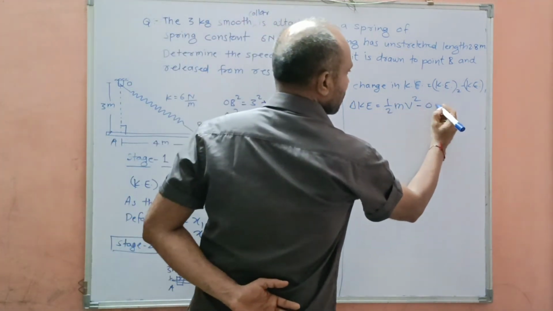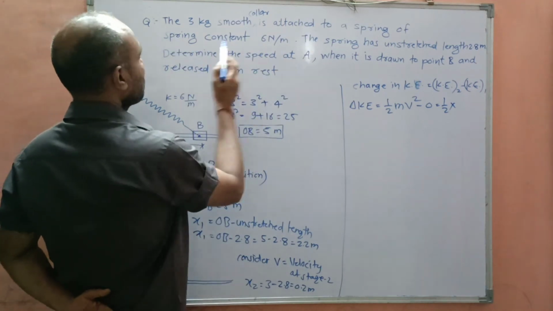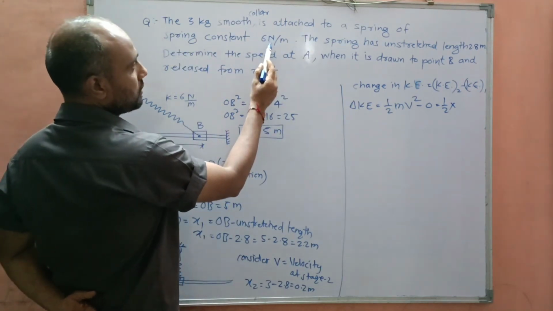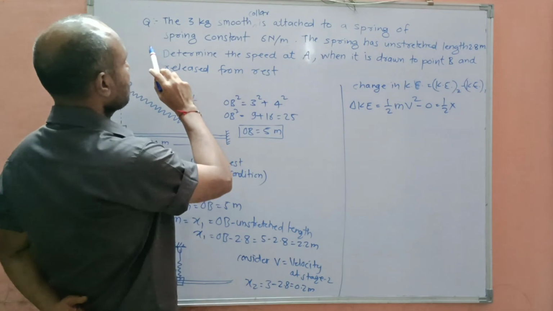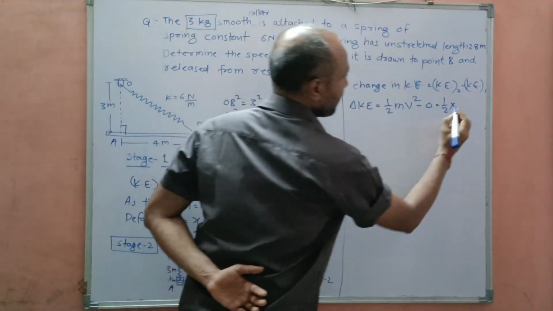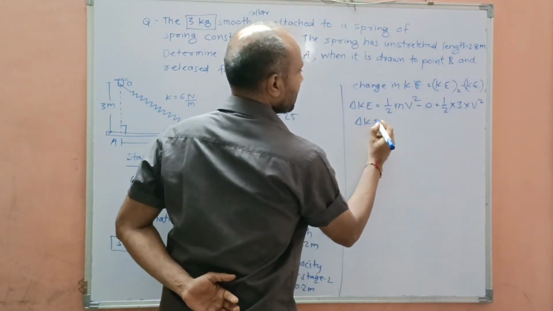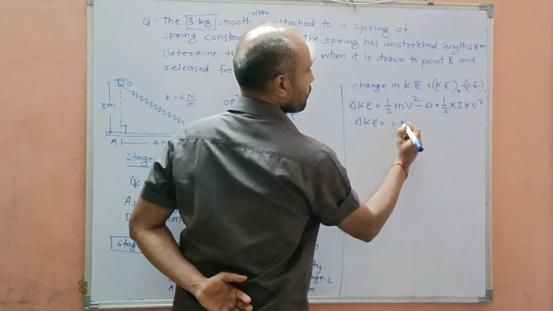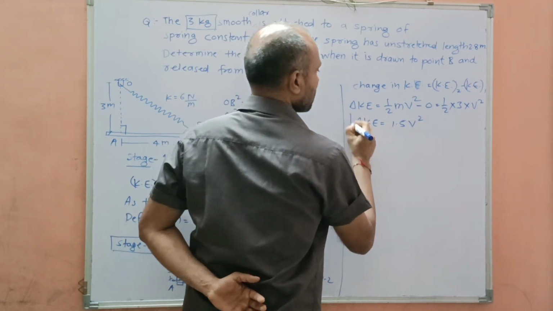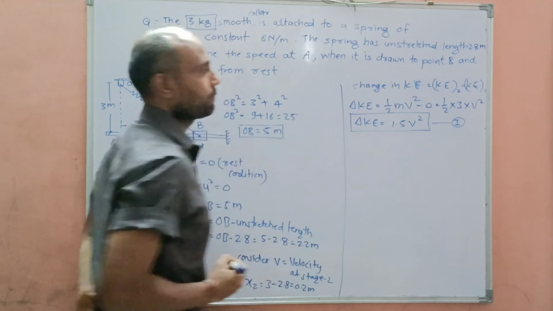So 1 by 2 into the mass of the collar, which is given, it is 3 kg. 3 kg is the mass of the collar. So we write 3 over here into v square. So delta KE is equal to 1.5 v square. So this is the change in kinetic energy. Let us write this as equation number 1.